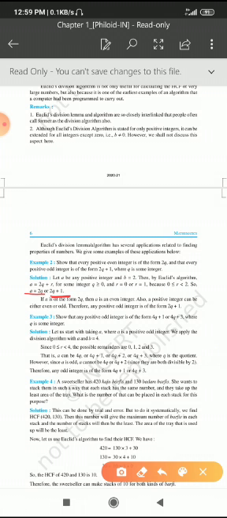Next. Show that any positive odd integer is of the form 4q plus 1 or 4q plus 3, where q is some integer. Here also we have to prove that a positive odd integer will be in the form of 4q plus 1 or 4q plus 3. For that, consider a positive integer a and another integer b is equal to 4. Apply Euclid's division algorithm. Then a is equal to 4q plus r, where 0 is less than or equal to r is less than 4.